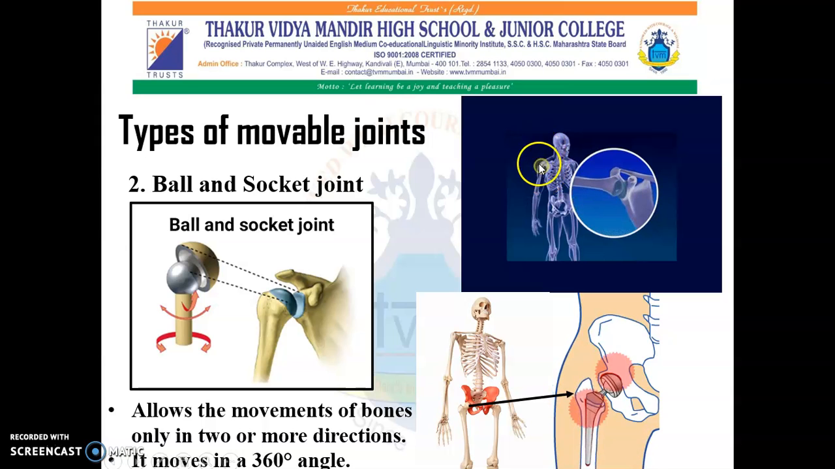You can see over here in this picture, the movement of the shoulder joint is shown. It allows the movement of 360-degree angle, right? As well as the hip joint over here. It also allows the movement of 360-degree angle. So the bones of shoulder and the hip joints are the example of ball and socket joint. Here you can see the ball kind of structure is there and the socket is there in which this ball structure can be fixed. So that is why the name of this joint is ball and socket joint.